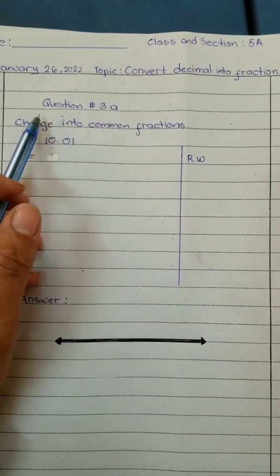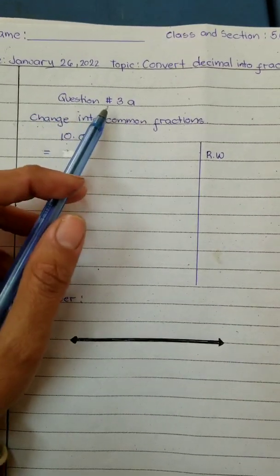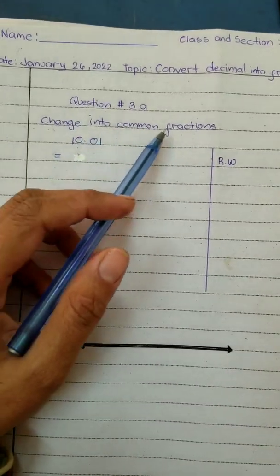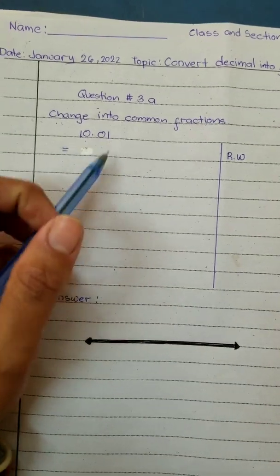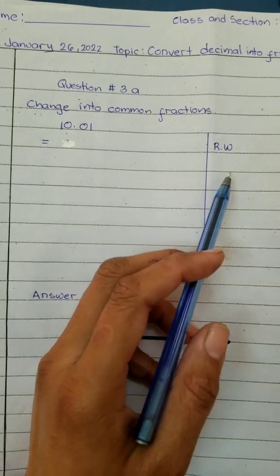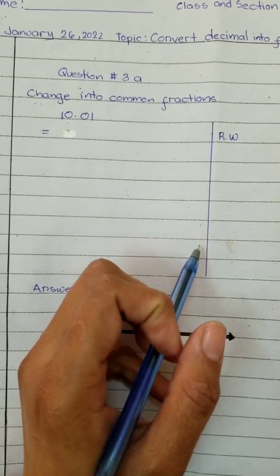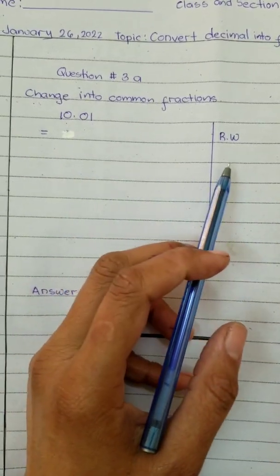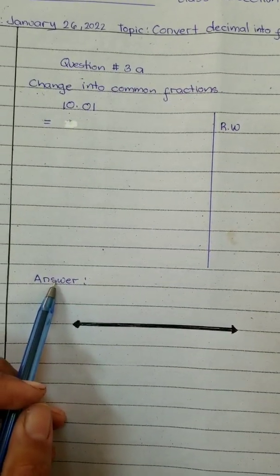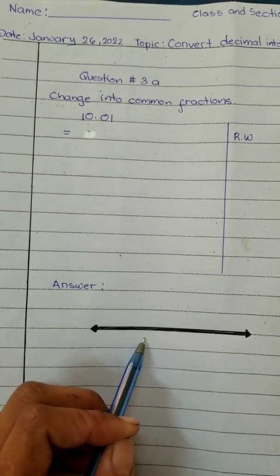And then below, you are going to write the question number that you're going to answer and also the part. Like for example, question number 3, part A, change into common fraction 10.01. And then you do your solutions here. If you need to have your rough work, you can do it on the side, but you have to draw a straight line to separate your solution and your rough work. In the last, you have to write your final answer, and of course, draw your finishing line.